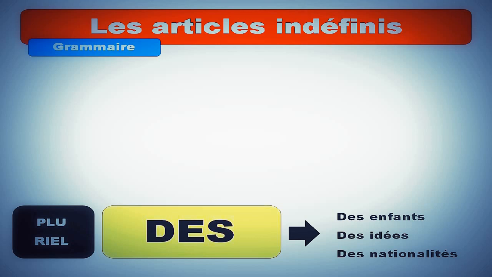So it's des enfants. Repeat. Des enfants. Okay, so final T and final S is not pronounced. One more time. Des enfants. Next one. Des idées. Repeat. Des idées. Okay, so final E and final S are not pronounced as well. Des idées. Okay, repeat one more time.